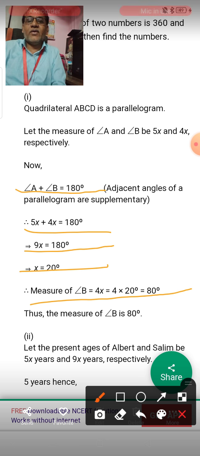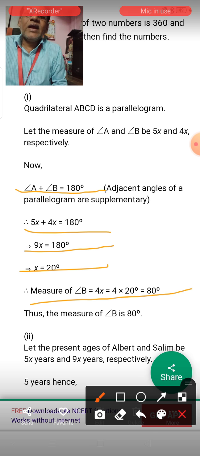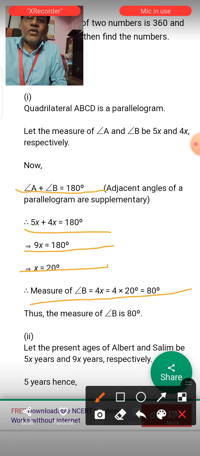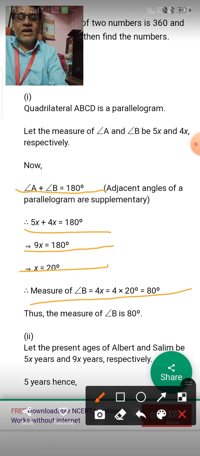In this way you can find out the measure of angle B, as well as you can find out angle A also. But here we are only asked to find angle B, so we find angle B. So now come to the second question.